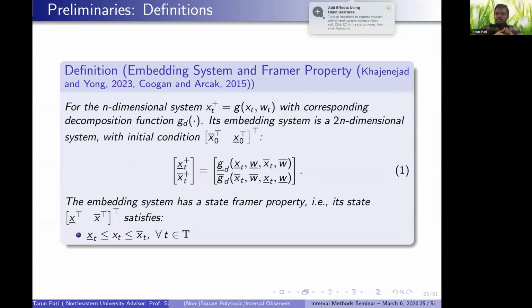And using this decomposition function, for any given n-dimensional system, x plus equal to g, and with corresponding decomposition function gd, we can construct an embedding system as given by equation 1. And this embedding system has a state framer property, i.e., if initially the true state of our original system is bounded by the states of this embedding system, then for all future time, the states of this embedding system will also frame the true state.